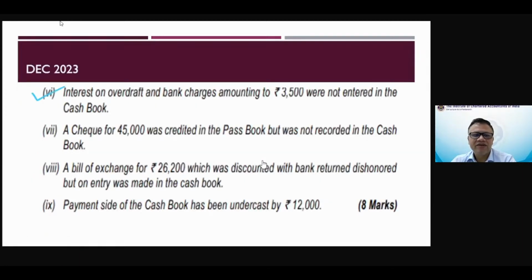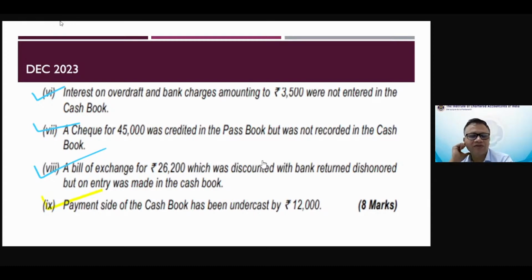Now, you can see the 6th point. Interest on overdraft and bank charges were not entered in the cash book. The 3,500 value is known to the bank but not to the cash book. Cheques credited in the passbook but not recorded in the cash book is again a bank transaction. Bill of exchange dishonored: no entry made in the cash book, but it is not an error because the cashier doesn't know about it. Discount 26,020. The payment side of the cash book has been undercast by 12,000.